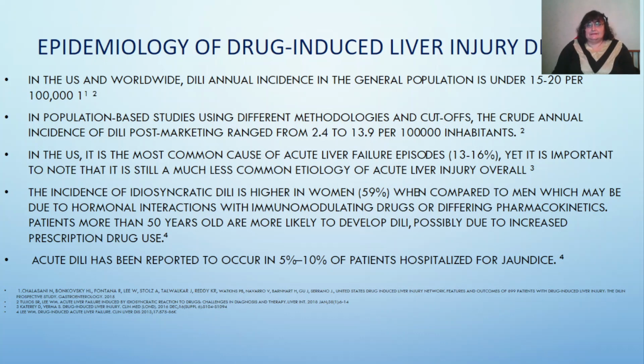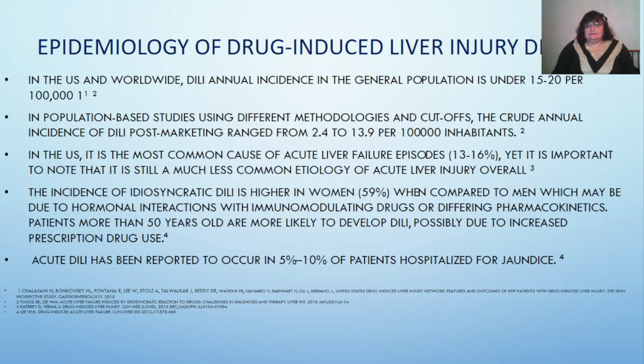In population-based studies using different methodologies and cutoffs, the crude annual incidence of DILI ranged from 2.4 to 13.9 per 100,000 inhabitants. In the United States, DILI is the most common cause of acute liver failure, at 13–16%, yet it's important to know that it is still a much less common etiology of acute liver injury overall.